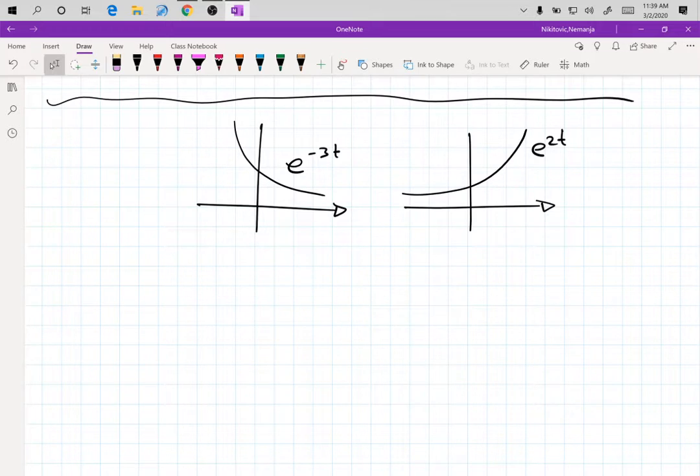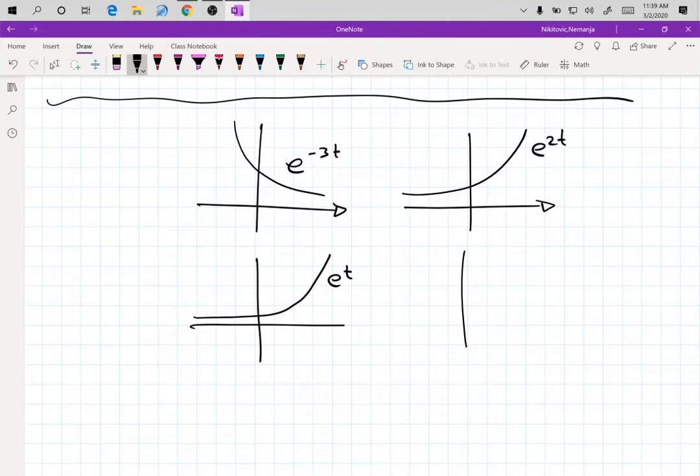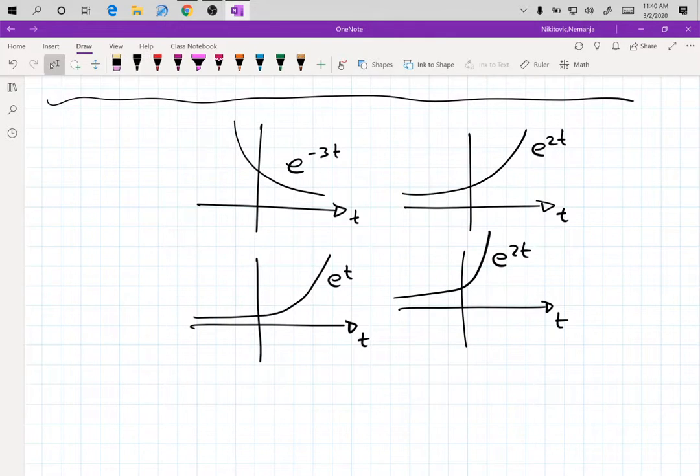So you can have this situation, which is okay, and you can have this situation where you have, let's say, like this, e to the t, and then like this, e to the 2t. So you see that one curves more and goes up faster, right? These are your t axis, or x axis. Right. So that's it.